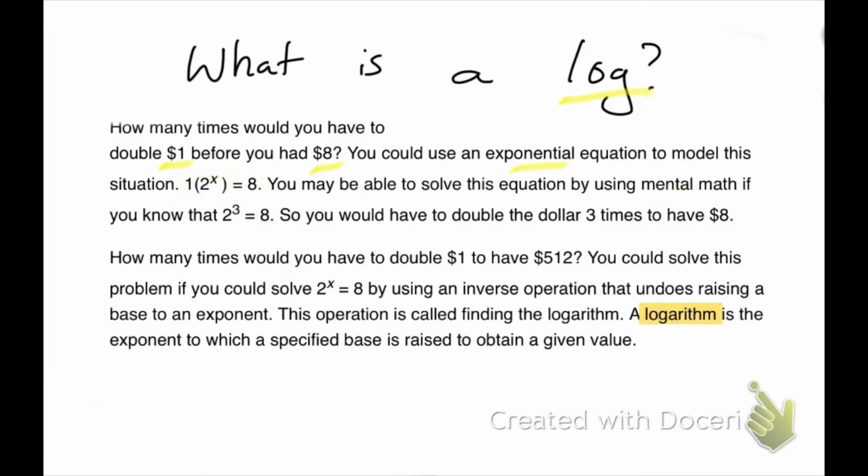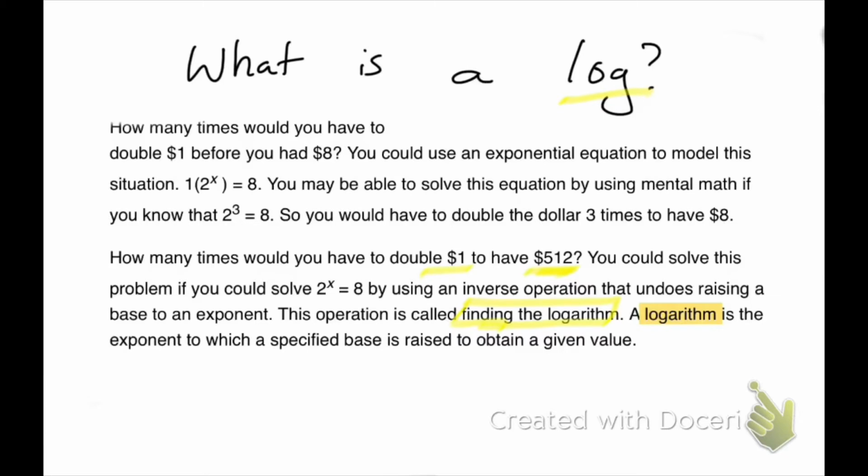Well, that's not that difficult because it's small numbers. It's an easier question. But let's say how many times would I have to double the dollar to get $512? It's a little bit more complex here, a little bit bigger number. I could solve this the same way I solved the 2 raised to the x to equal 8. The way that I solved this one, we could use the inverse operation to kind of undo everything and get the raising of the base to the exponent. So this operation of undoing the exponential function is called finding the logarithm.